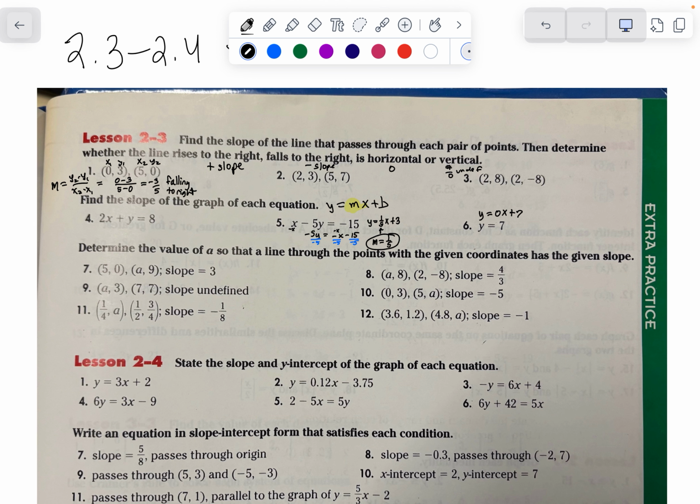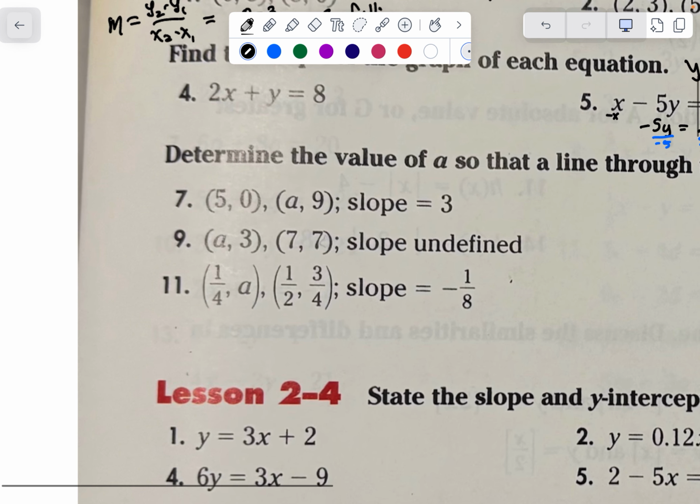So let's do 7 and 11, okay? We'll do one, well, we might do 7, 9, and 11. Just follow along here. Let's look at 7. Okay, so our slope formula. So make this x1, y1, and this x2, y2. This is our m, okay?